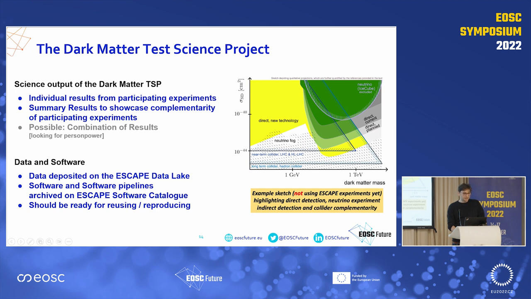Okay, so as part of this test science project, we are also creating a science output. So it's not only about infrastructure, but we also want to prepare, for example, an overview analysis that proves the complementarity of the different participating experiments. And then we're also hoping to combine these results statistically so that we can extract much stronger limits than any one of the experiments could do.